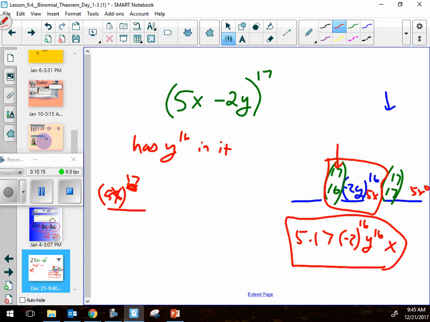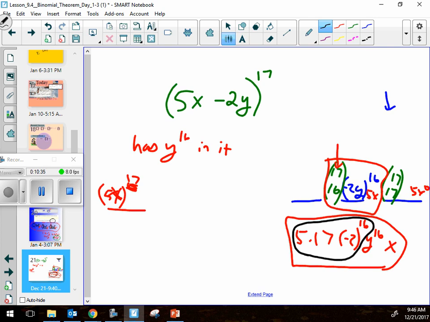You'd have a calculator on the test. So you'd be able to figure out exactly what all this multiplies to. But I can tell you it'd be some number, and it's positive, and it's big. And then it has a y to the 16th and an x.